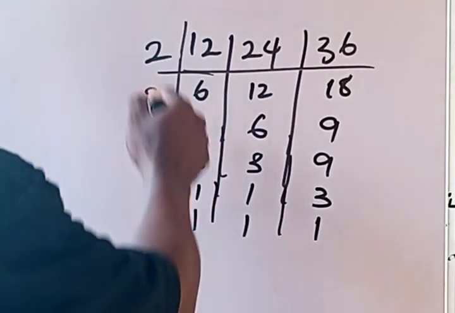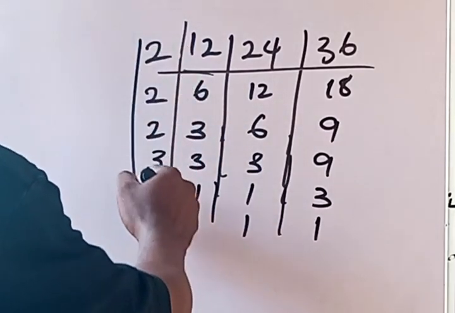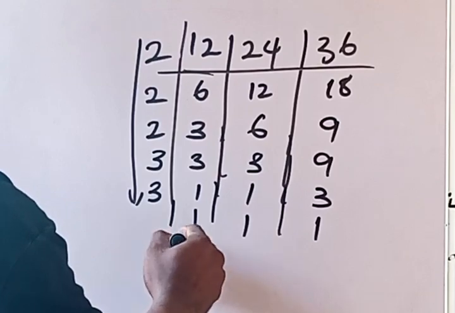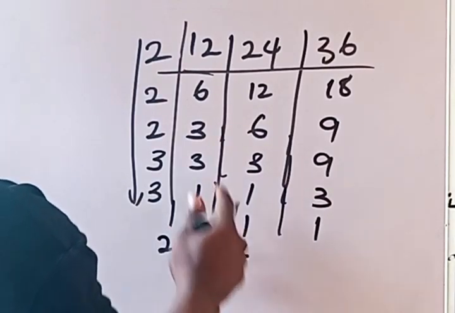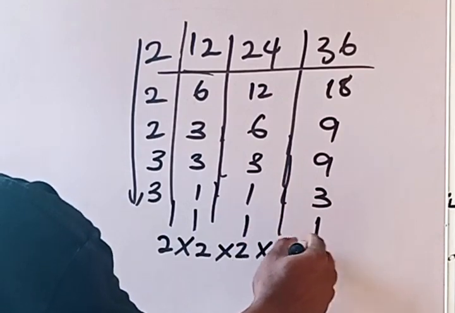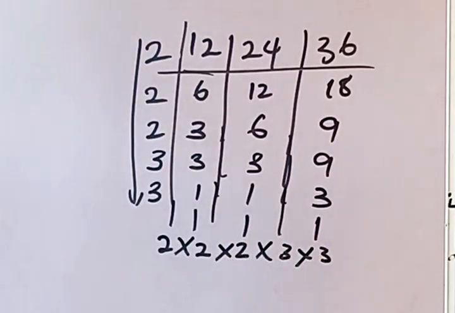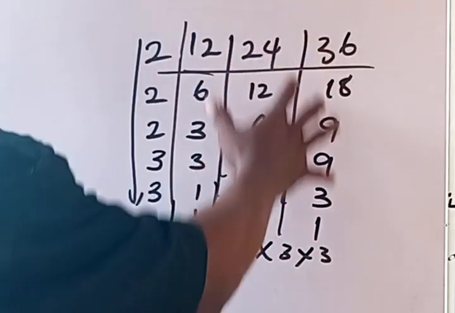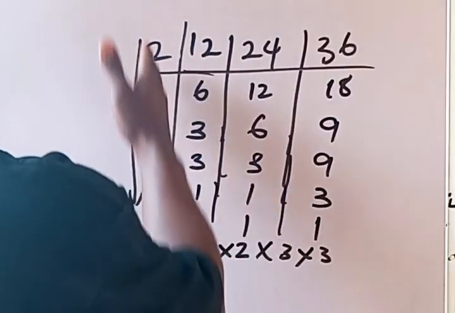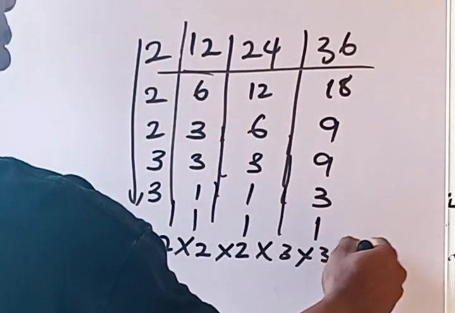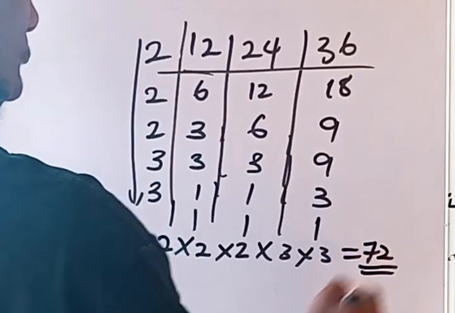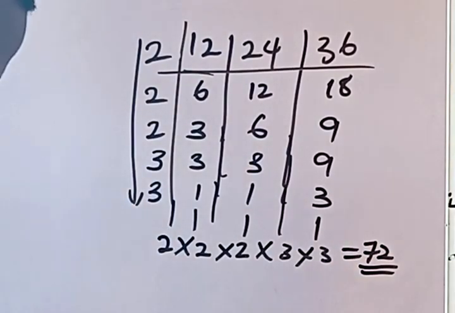So our LCM is this, which is 2 times 2 times 2 times 3 times 3. So when you are done looking for the LCM, you multiply everything that you use. So when we multiply everything here, we are going to get 72 as our final answer.